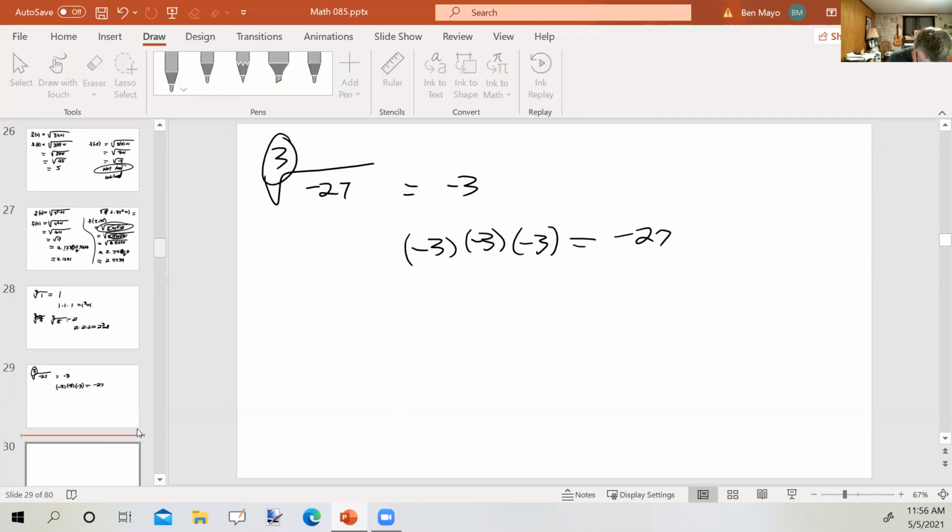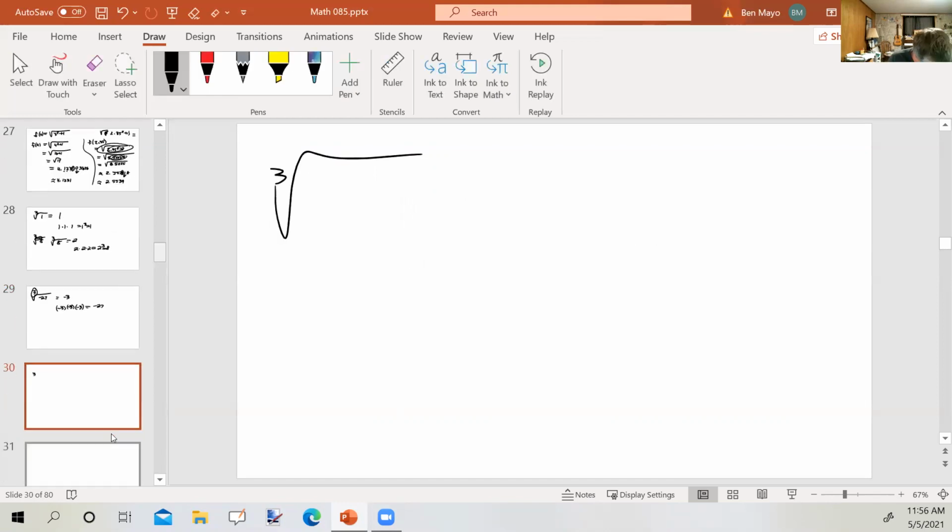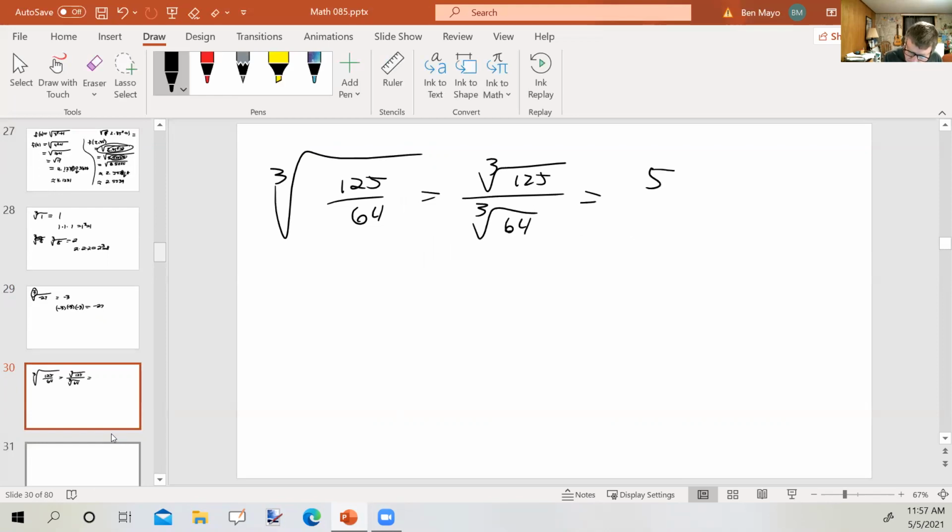Let's say we're taking the cube root of a fraction. So that's the cube root of 125 over the cube root of 64. The cube root of 125 is 5. The cube root of 64 is 4. Okay.